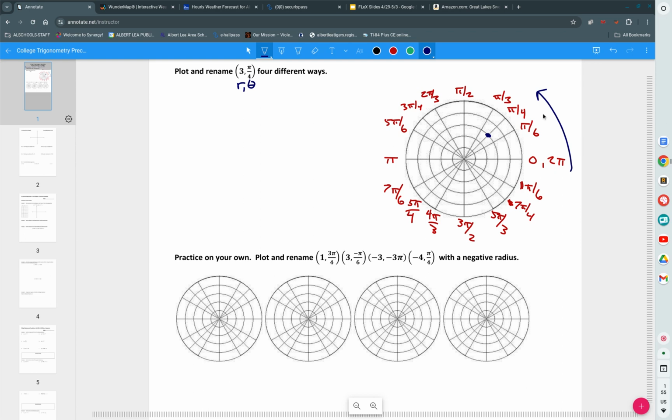All right, we're going to do another one. I'm going to plot the coordinate 4, negative 2 pi over 3. What's different about this one is the angle is negative. So what do I do for a negative angle? Rotate the other direction, okay? So you can see that positive 2 pi over 3 brings me right there. But I'm supposed to rotate negative 2 pi over 3. Which spot will it bring me if I rotate negative 2 pi over 3? Yeah, it's going to bring me to 4 pi over 3. And then I move 4 units in that direction. 1, 2, 3, 4.